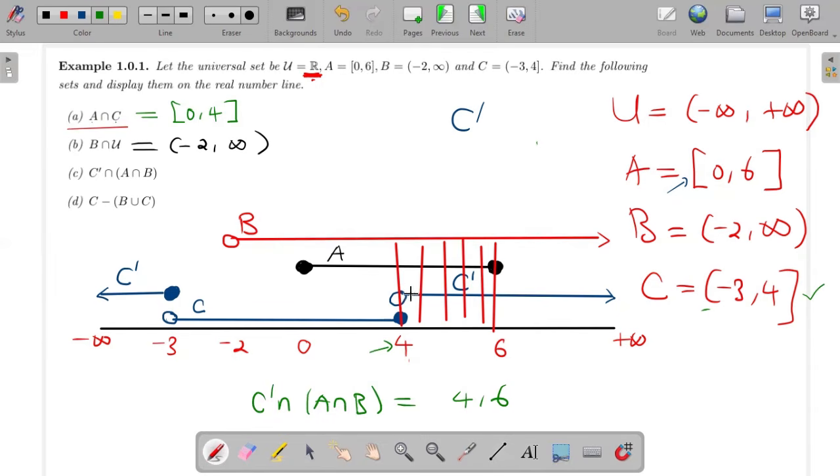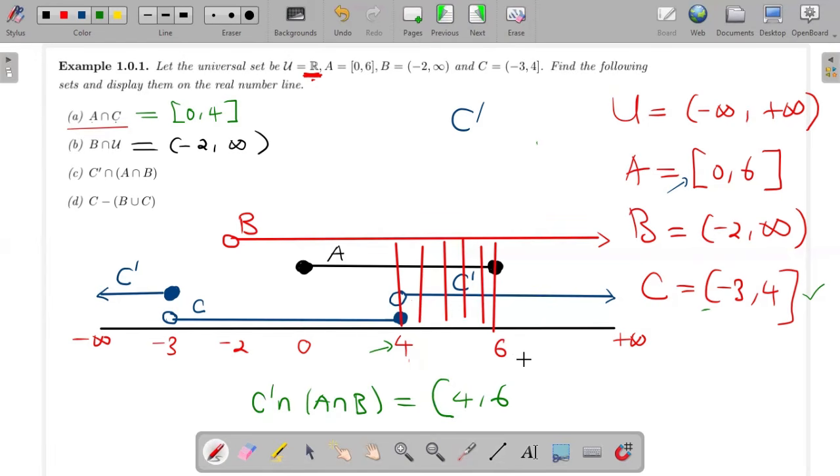Is the 4 part of the C complement? The answer is no, because on the C complement, on the 4 we had an open circle. Is the 4 part of the A? Yes, because the solid line is passing through the 4 in black. Is it part of the B? Yes, again, because the solid line is passing there in red. So the 4 is in B, is in A, but it's not in C complement, so it cannot be in the intersection of these three. It means the bracket that we're going to put here is a curved bracket because it's not in all these three sets. I hope you've understood that.